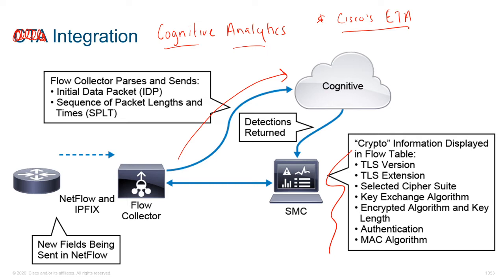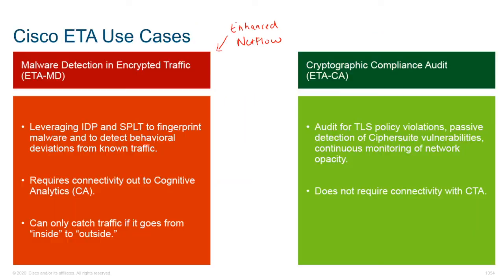A couple things we do want to know with regards to looking at the sequence of packet lengths and times is that we do need to enable enhanced NetFlow. Many times this isn't on by default, right? So once the hardware has been enabled for enhanced NetFlow, the additional fields like the IDP and the SPLT are going to be sent to our flow collector.